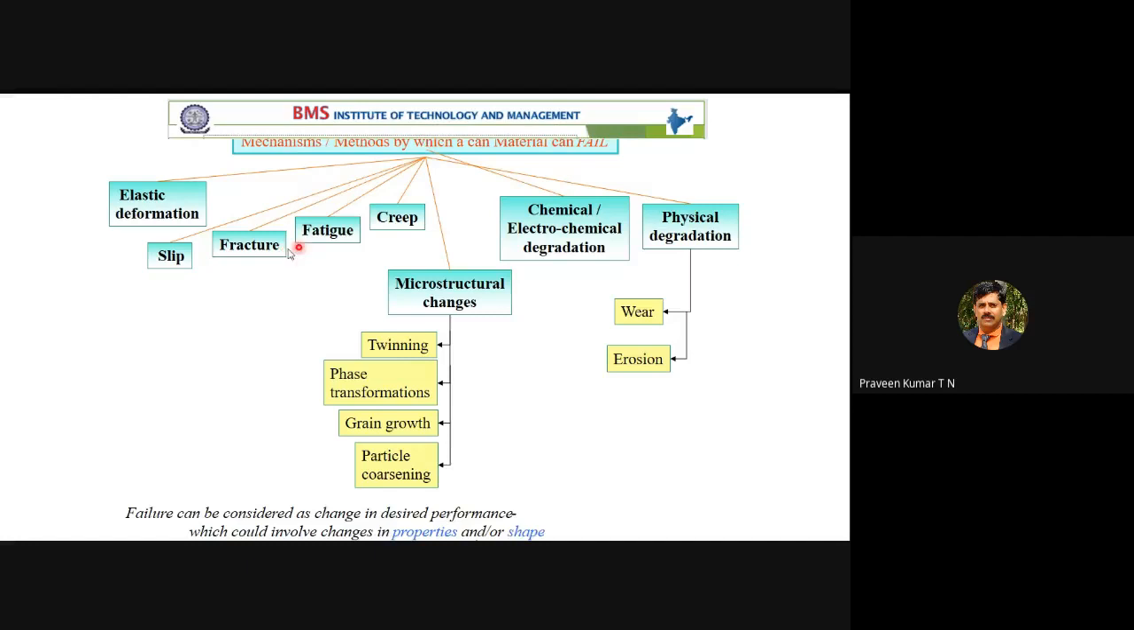Then plastic deformation. When you come to plastic deformation, again, in the first module you have the topics plastic deformation by twinning and plastic deformation by slip. So plastic deformation is nothing but applying the load in such a way that the material will undergo permanent set or permanent deformation.